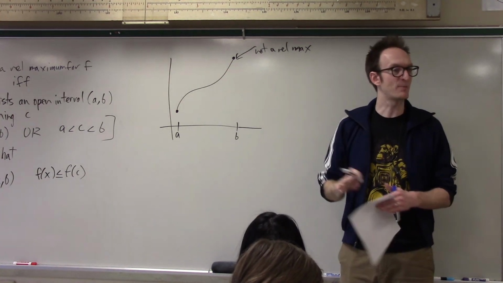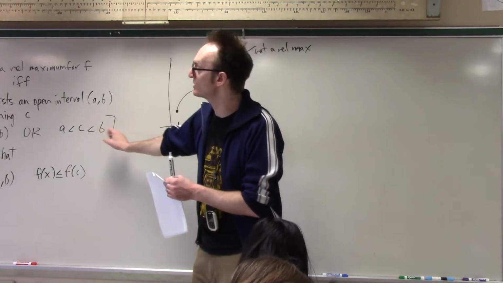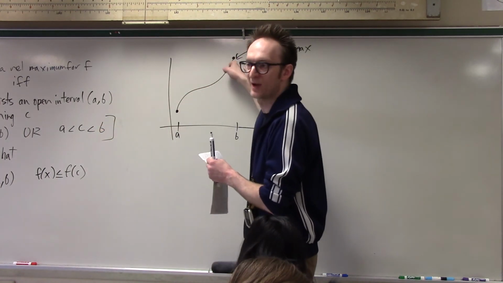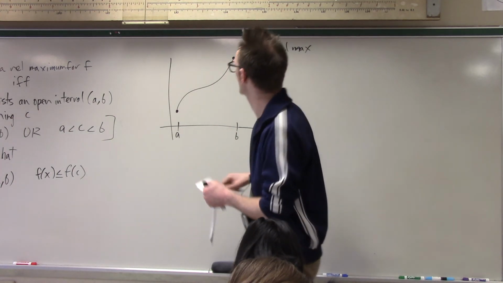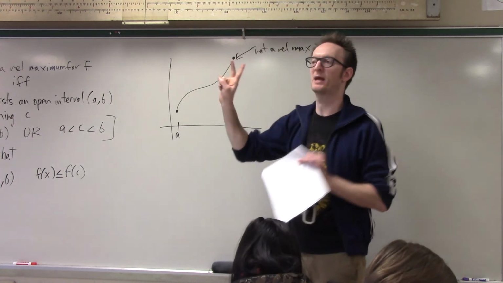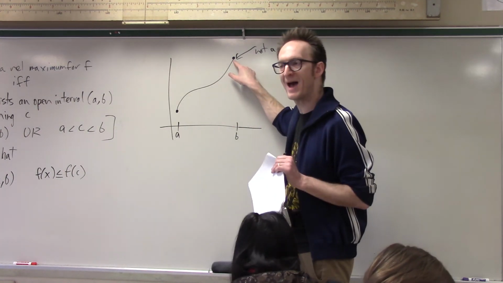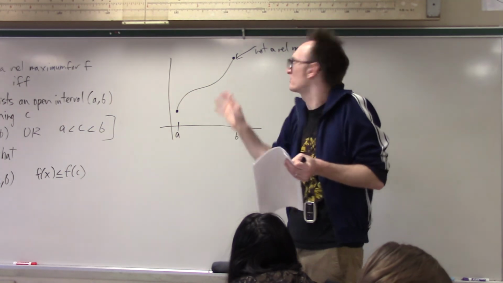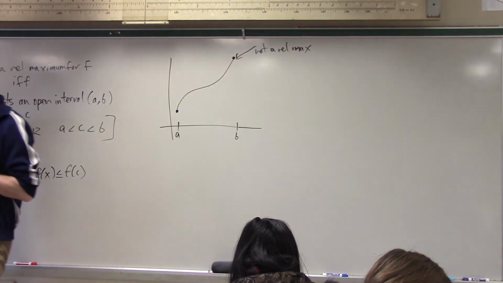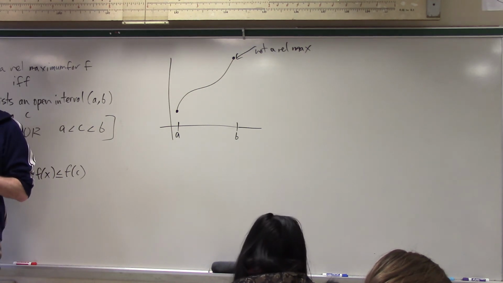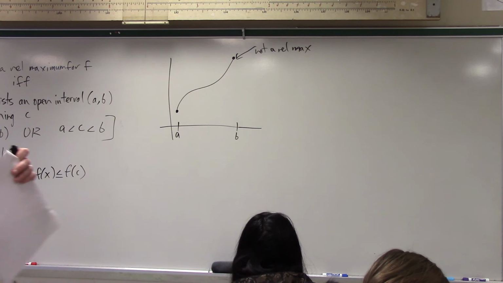The insistence upon an open interval is built into the definition because I don't want to call these relative maxima. The reason why I don't want to call these relative maxima is because this is the maximum kind of by accident, right? It's the maximum because I happen to just stop looking at the function there, versus this being some sort of intrinsic property of the function that it has a maximum. Follow? Okay, good.